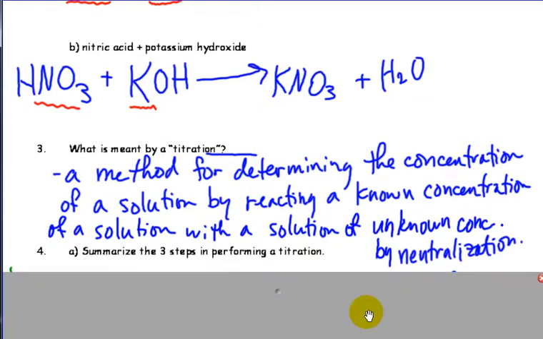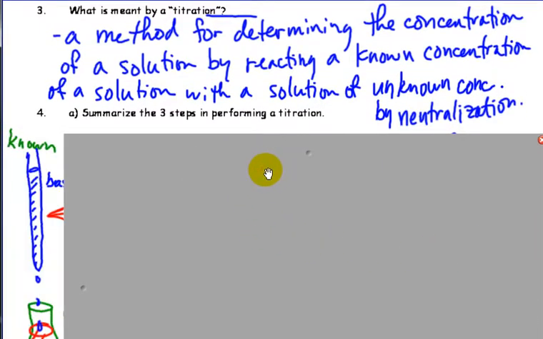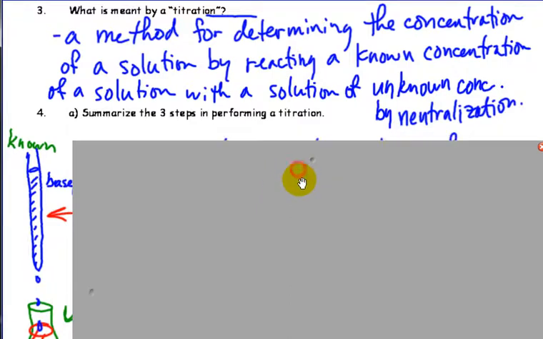Titration, you'll be doing a lab on this. It is a method for determining the concentration of a solution by reacting a solution of known concentration with a solution that is unknown in terms of concentration, and the whole process is called a titration.